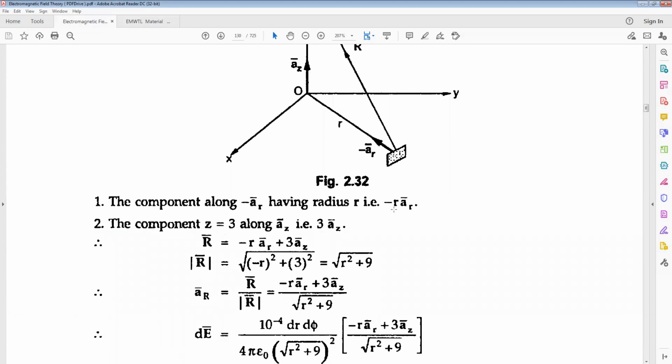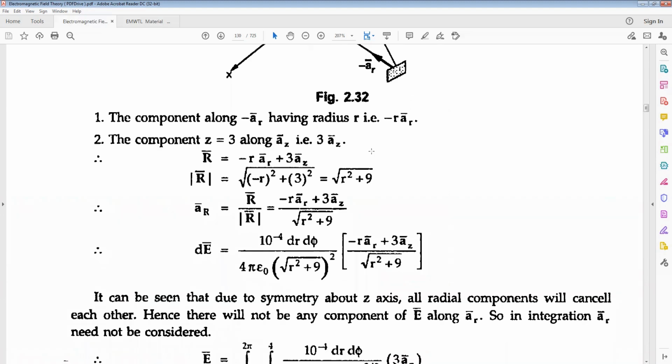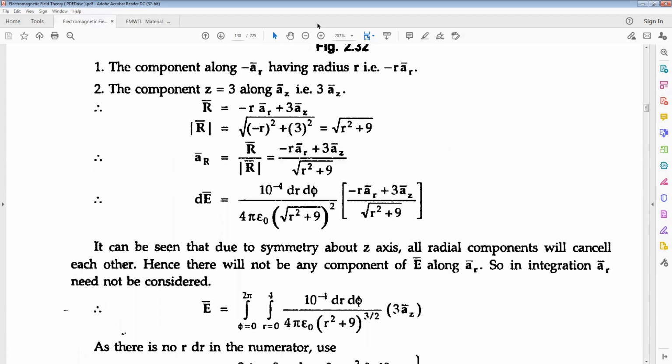So the components are along minus r bar, r bar, and the component in z is equal to 3, along az bar, so 3 into az bar. By using these two components, minus r into r bar and 3 into az bar, here we are eliminating the r components. Previously, when the uniform charge was distributed on the z axis, the z component was eliminated. Now the r component is eliminated, and we take only the z component. 10 power minus 4 dr and d phi over 4 pi epsilon naught, r square plus 9 to the power 3 by 2. So we are not taking that r into r bar.